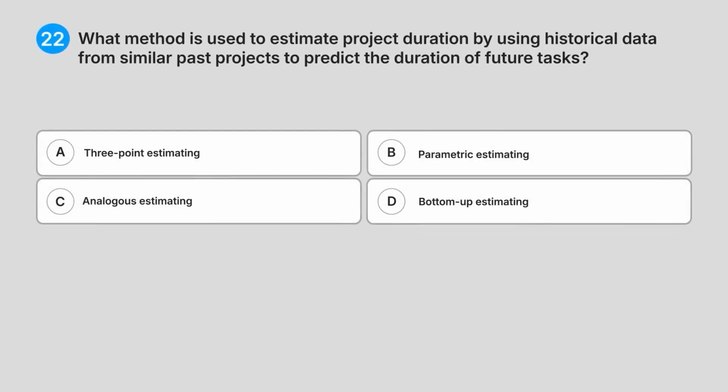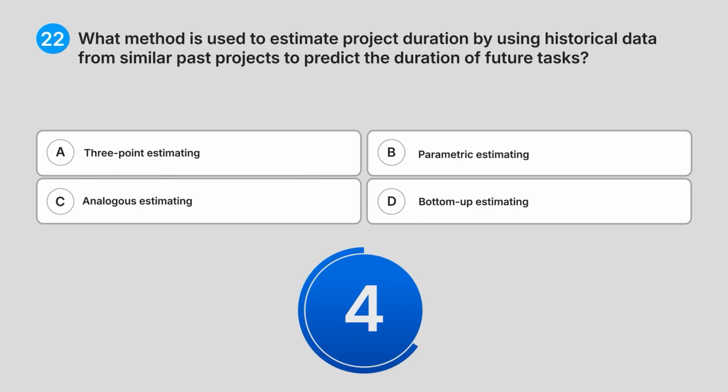22. What method is used to estimate project duration by using historical data from similar past projects to predict the duration of future tasks? A. 3-point estimating. B. Parametric estimating. C. Analogous estimating. D. Bottom-up estimating. Can you guess the answer?